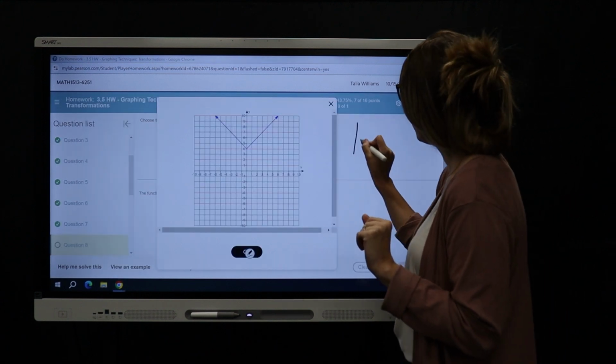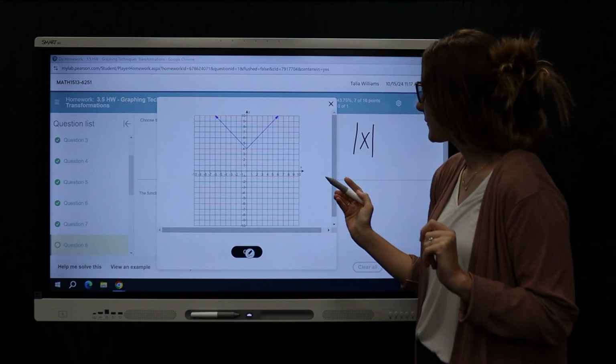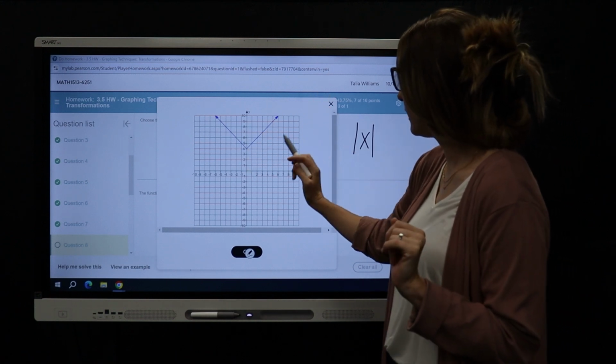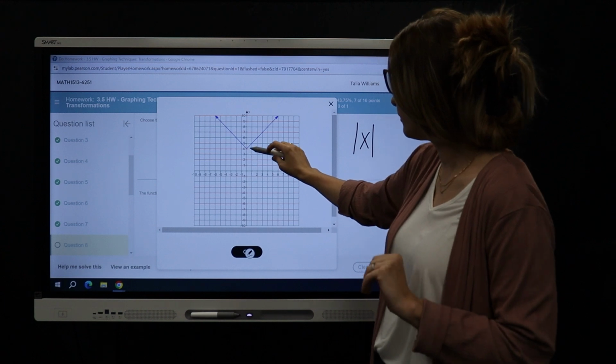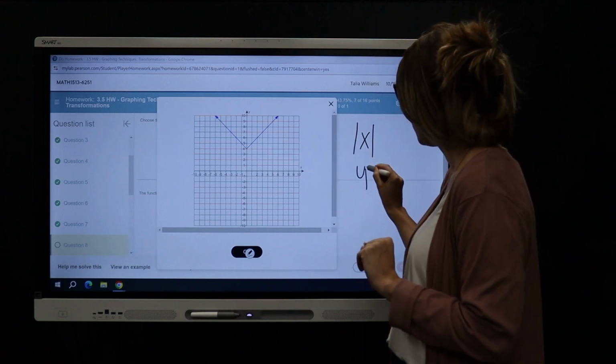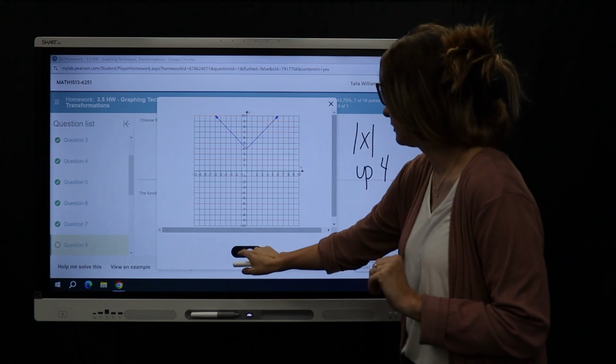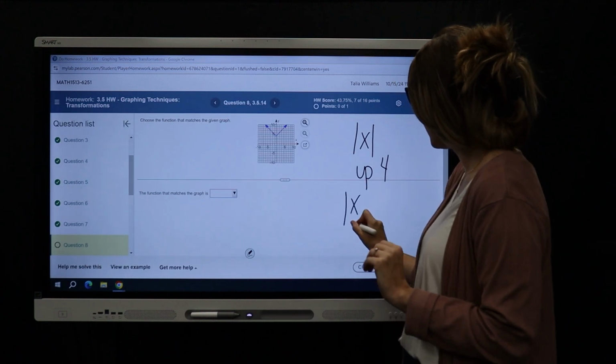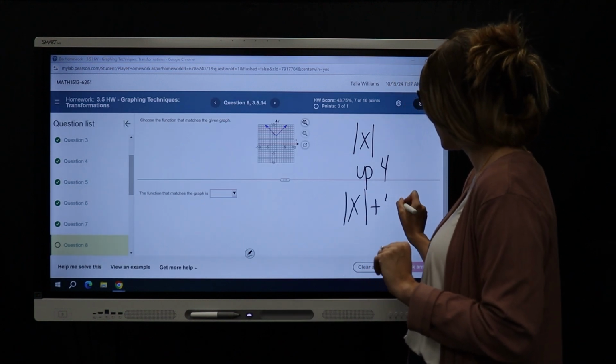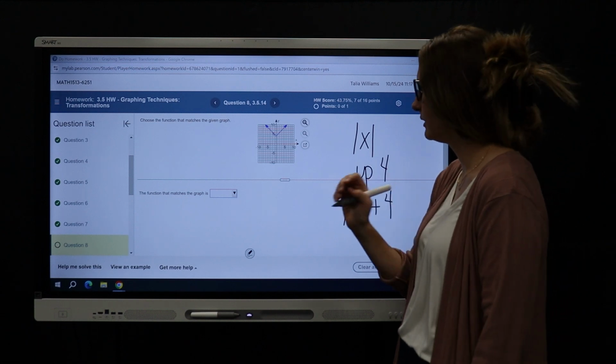This is the absolute value of x. It's 1 to 1, it's going up, but it's not at 0, 0, it's at 4, so this graph went up 4. So we're going to have the absolute value of x, with up and downs on the outside, plus 4.